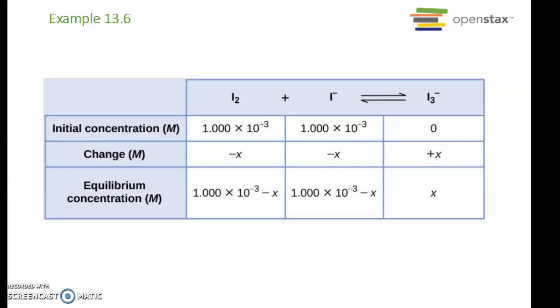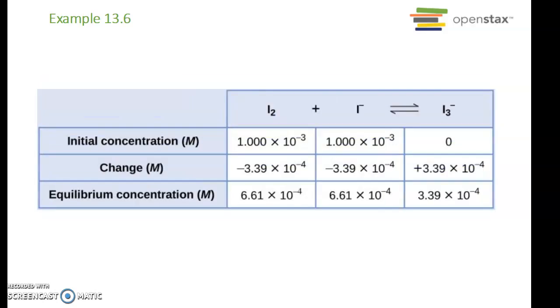Because of the coefficients in front of these, for every mole that's consumed as a reactant, in other words, a decrease of x causes an increase of that same number of moles on the product side. But there's a minus x for both I2 and a minus x for the iodide ion. So if you have the equilibrium concentrations of 1.0 times 10 to the minus 3 in each case, you can then determine what those are.